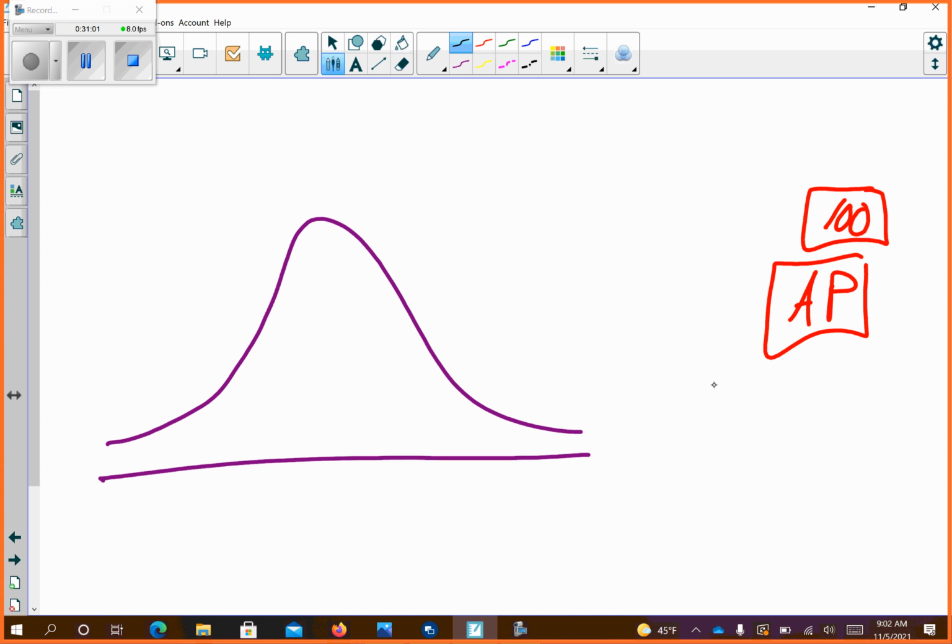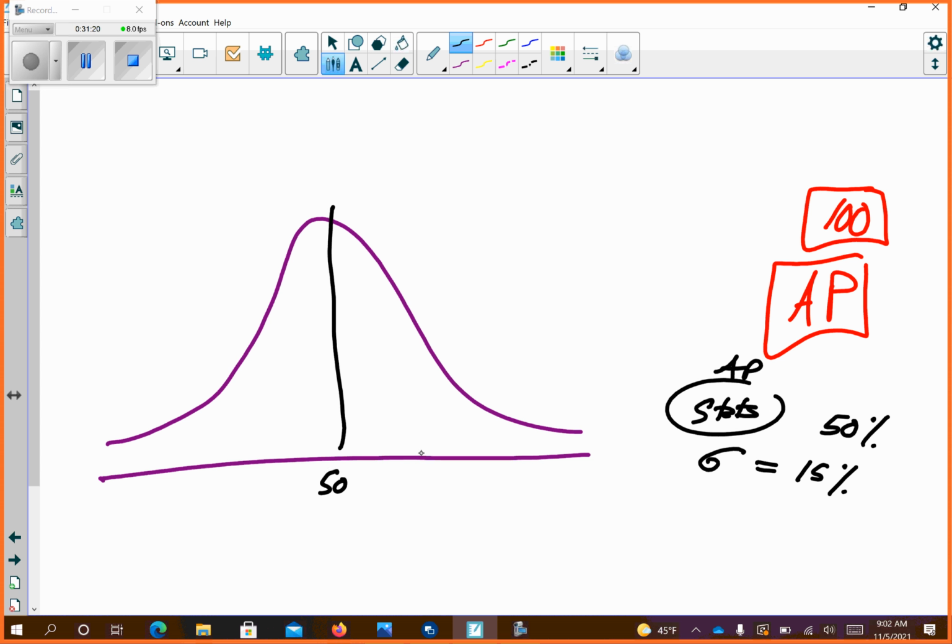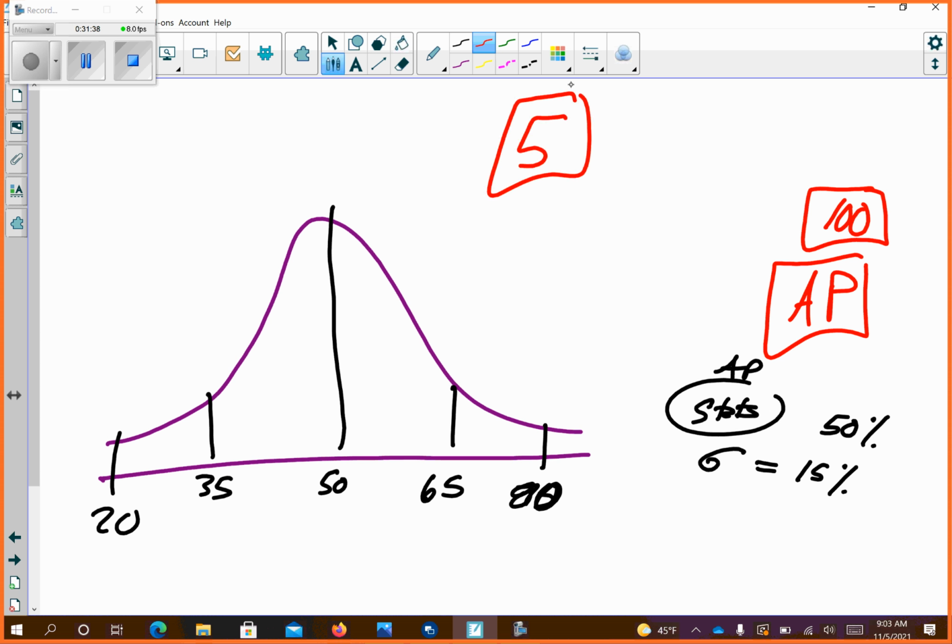But an AP score, let's say this year's AP stats class, let's say the average score is a 50% and the standard deviation is 15%. So that means that if you got 50 points, you got 65 points, you got 75 points, or 80 points, excuse me. If I got 35 points, or if I got 20 points, this is your best score on an AP test is a 5, right? You cannot get a 0.